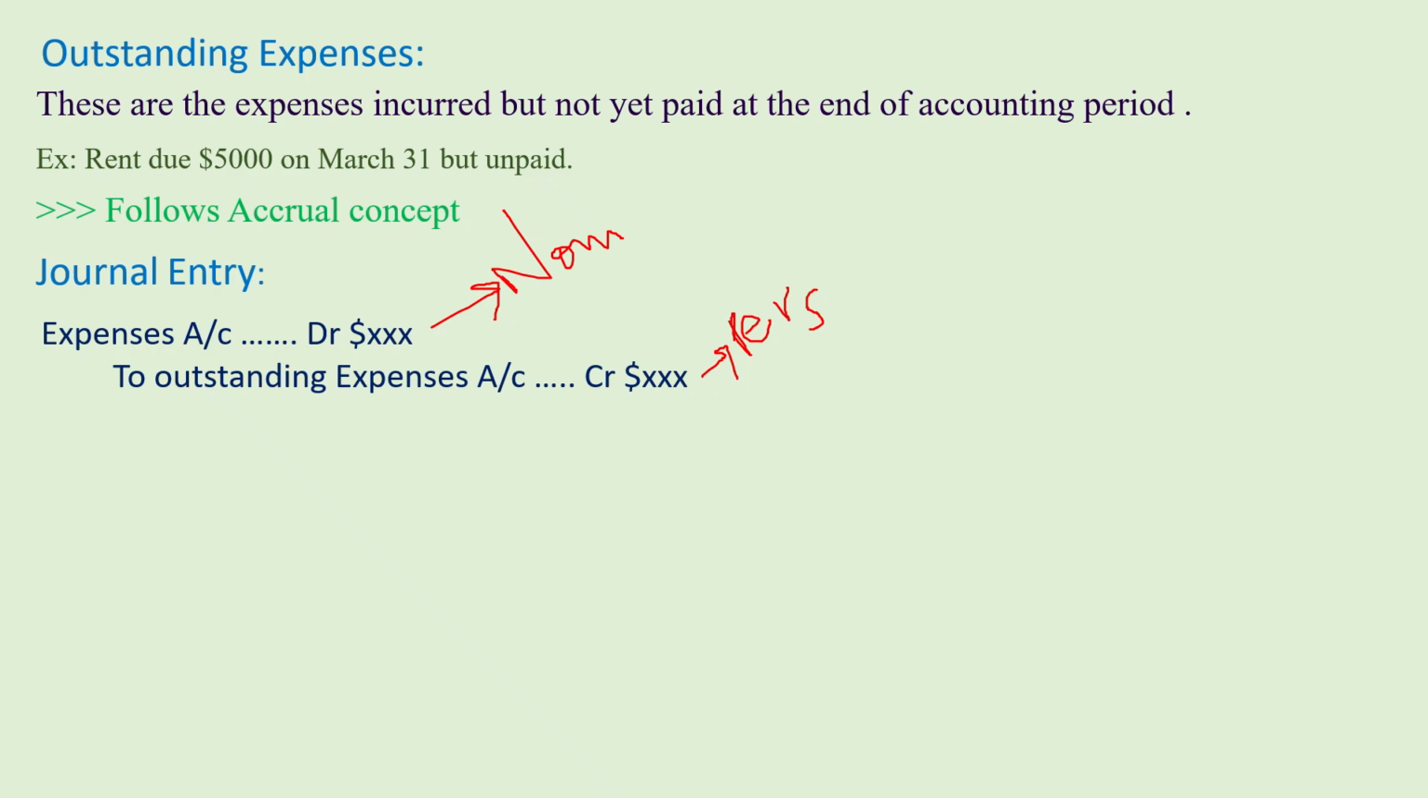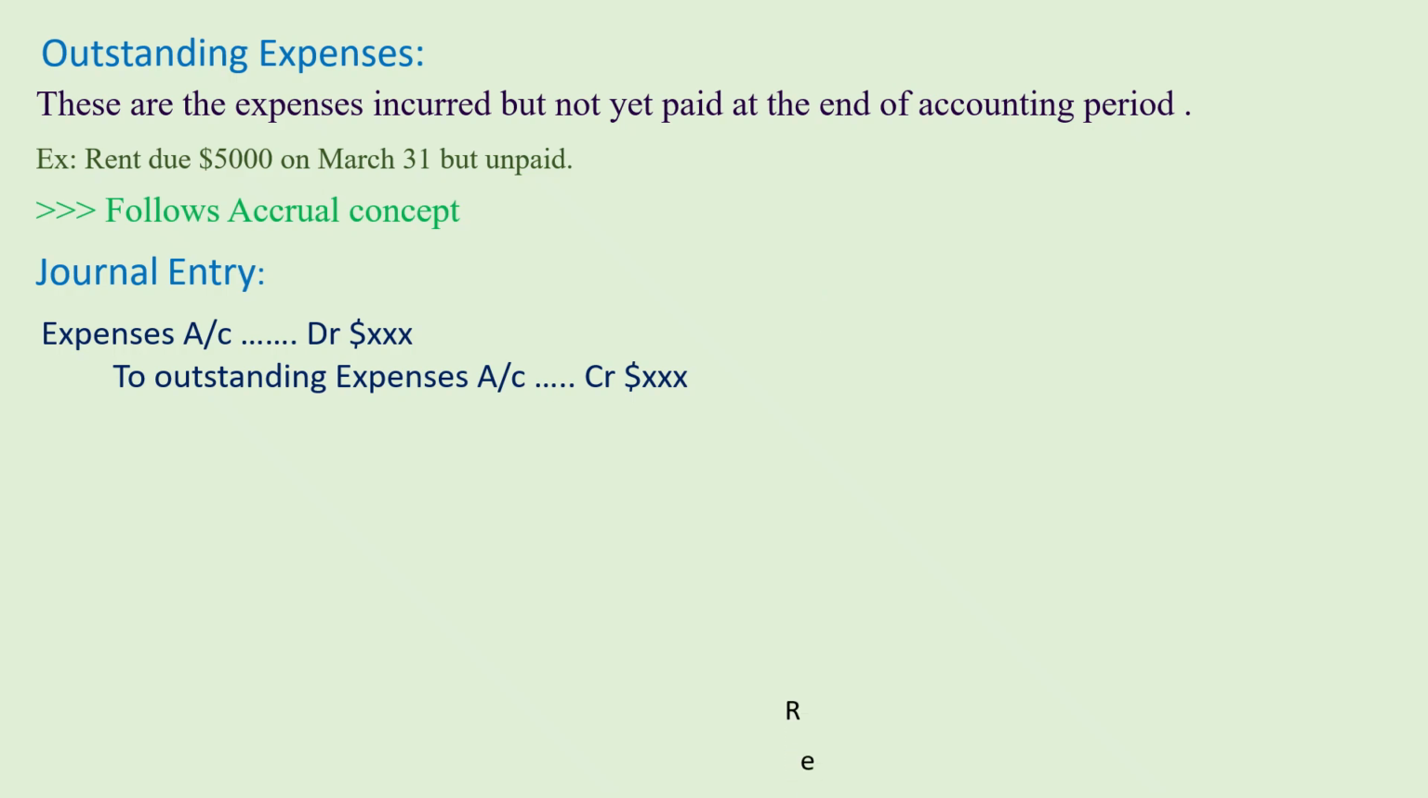So why are outstanding expenses on the credit side? We know that in a personal account, it says debit the receiver, credit the giver. Here the outstanding expense is an amount that has to be given; it is owed to another person. That's why this comes under the personal account, credit side. That's why we have credited this amount.